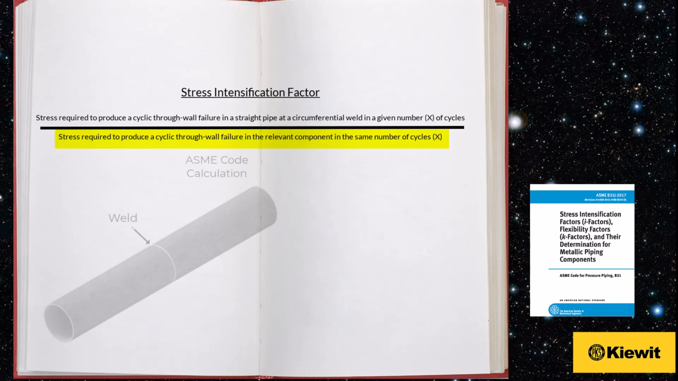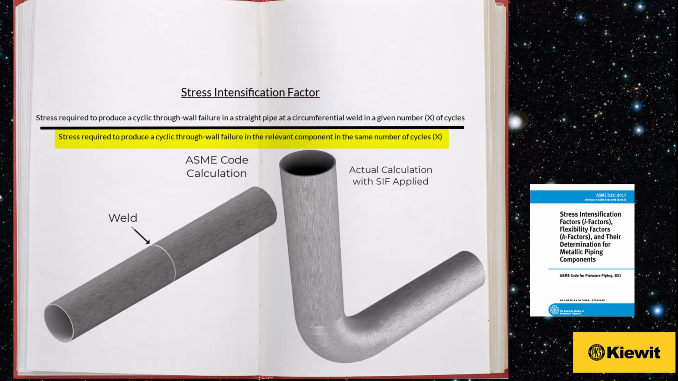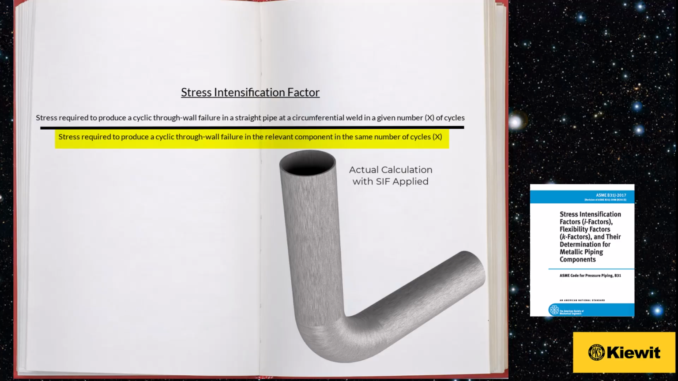Reviewing, the stress intensification factor is really just a ratio of the stresses in a straight pipe at a weld versus a component to produce a crack at a given number of cycles. And it is applied at the location of the component, whereby the stresses for that location are calculated using a straight pipe, and then the stress intensification factor multiplies those stresses to represent the presence of the component.